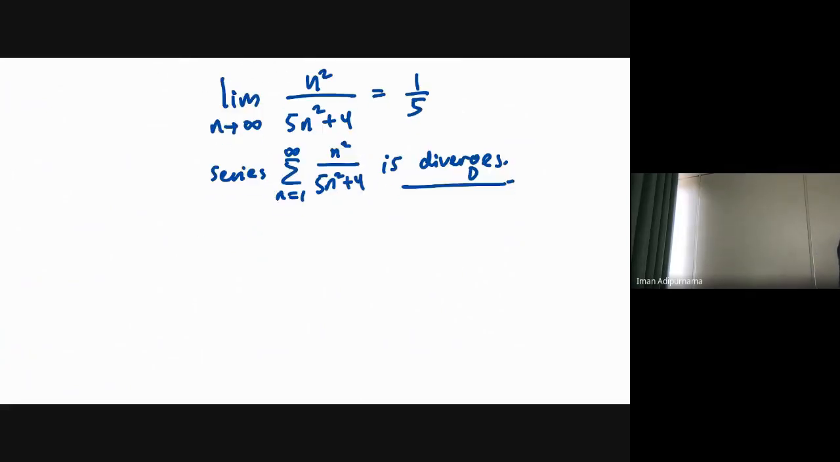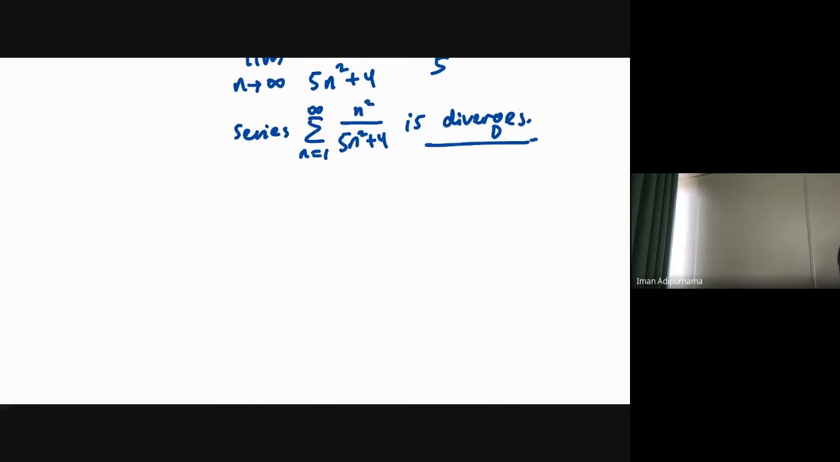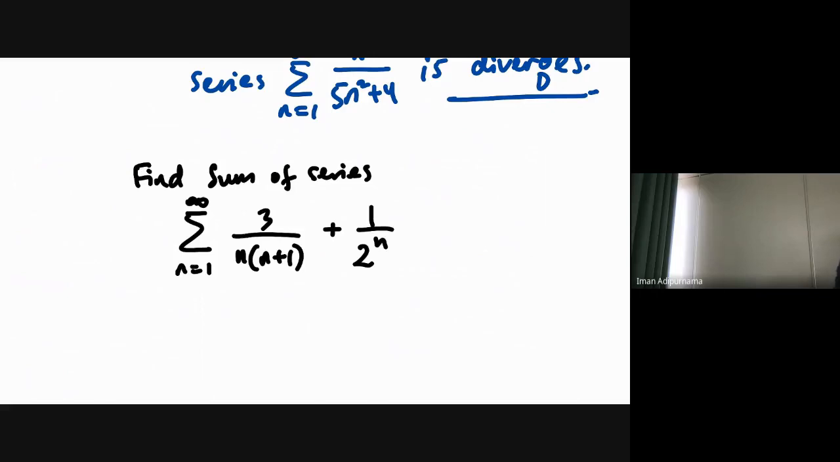Another example, not really a divergence test, but an example for ending this section. Find the sum of the series 3 over n times n plus 1, and then the whole thing plus 1 over 2 to the power of n. So again, in a series, sometimes you will have more than one sequence or series. If you can find out what they are, you can separate them and use each method.